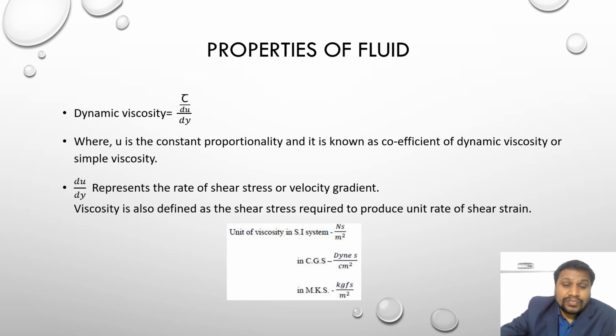For viscosity, the units in the SI system are Newton second per meter square, in CGS dyne second per centimeter square, and in MKS kilogram force second per meter square. In the next class we will discuss the detailed derivation of this unit of viscosity, and we already discussed kinematic viscosity.